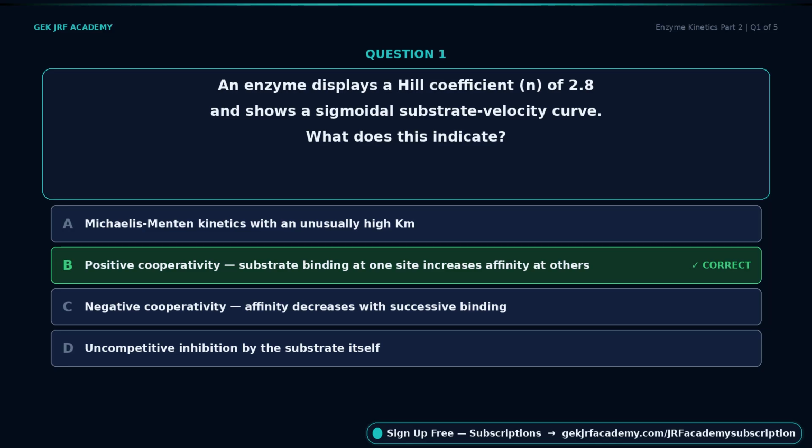Question 1. An enzyme displays a Hill coefficient of 2.8 and shows a sigmoidal substrate velocity curve. What does this indicate? Option A. Michaelis-Menten kinetics with an unusually high Km. Option B. Positive cooperativity. Substrate binding at one site increases affinity at others. Option C. Negative cooperativity. Affinity decreases with successive binding events. Option D. Uncompetitive inhibition by the substrate itself.